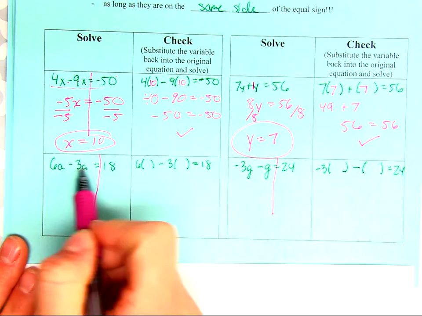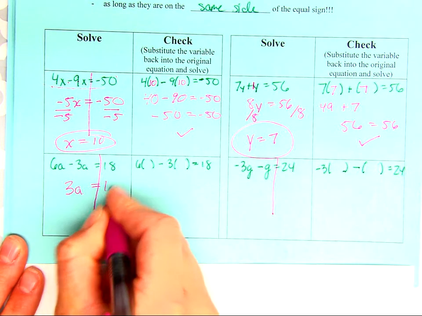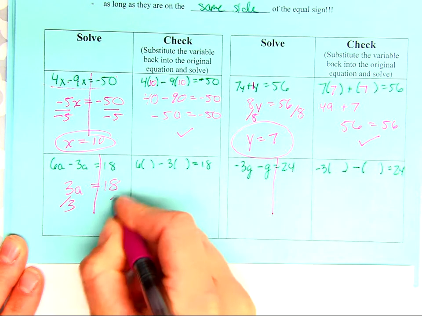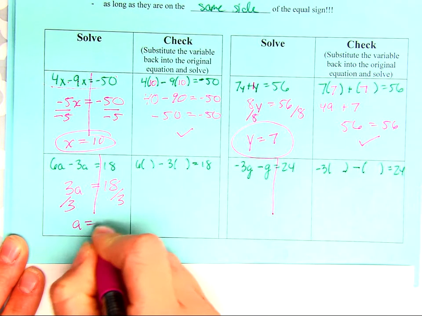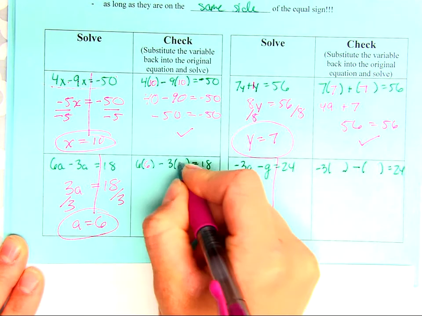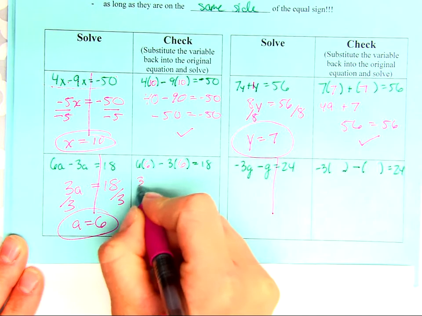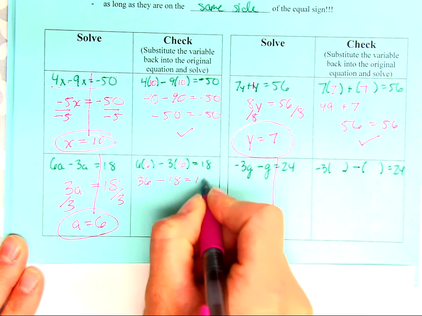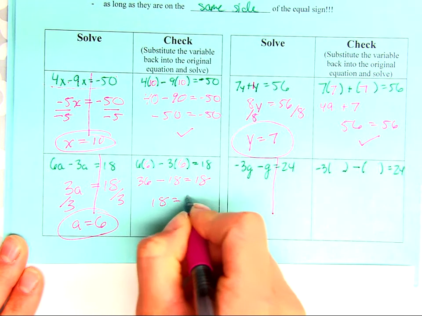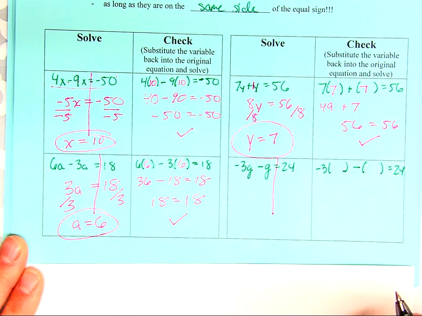So 6 subtract 3 gives me 3a equals 18. Clear the coefficient by dividing, and we get 6. Check this, I get 36 subtract 18, which is 18.